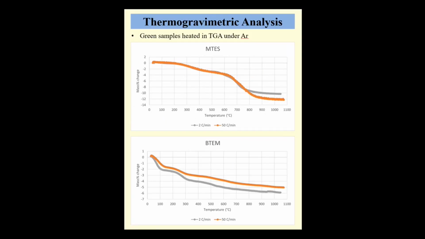We next turn to thermogravimetric analysis to see if the weight loss events change during fast and slow pyrolysis. Of course, our TGA is not capable of pyrolyzing at a rate of 3000 degrees C per minute, but we could compare our 2 degrees C per minute to a very fast 50 degrees C per minute, which only takes 20 minutes. Here we see the same 2 weight loss events for MTES and the same 3 weight loss events for BTEM, with the faster rate slightly shifted to the right, which is to be expected. There was no significant difference between the final weight losses, being within about 1 percentage point of each other.